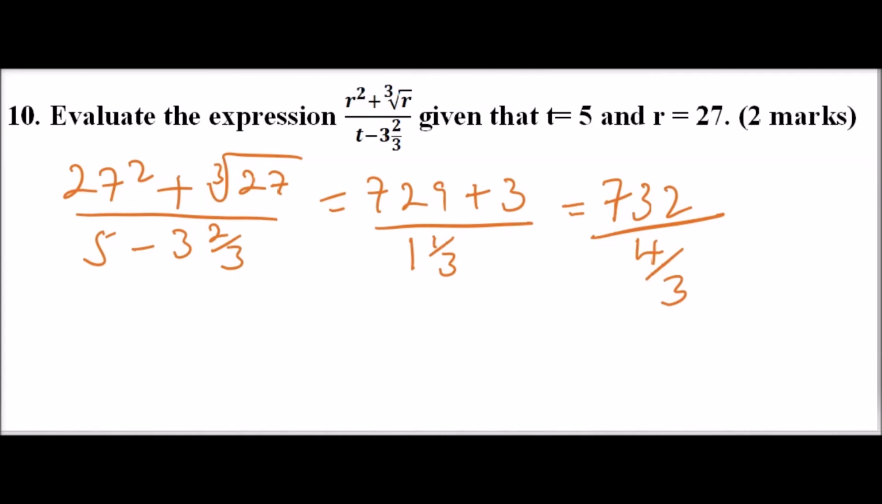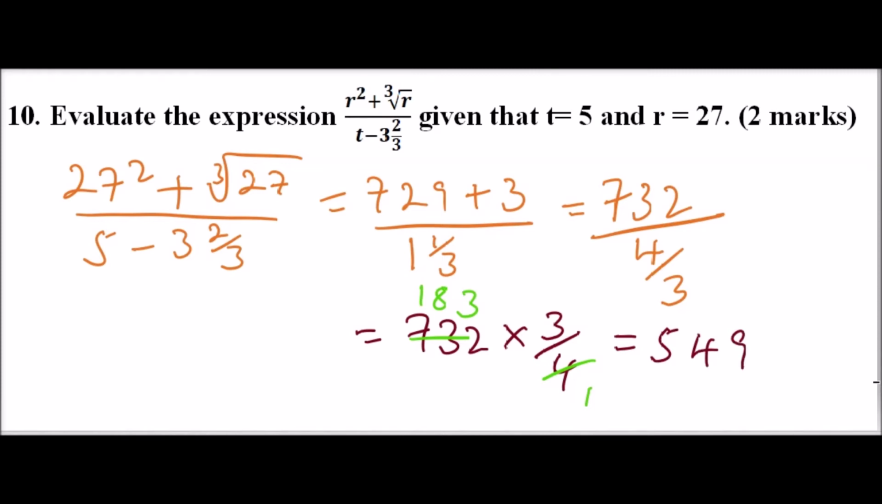From there you get 732, then you multiply by 3 divided by 4. When you divide 732 by 4, you should get 183, meaning that when you multiply 183 times 3, that gives you 549. So that's how you work out that, and you get yourself 2 marks.